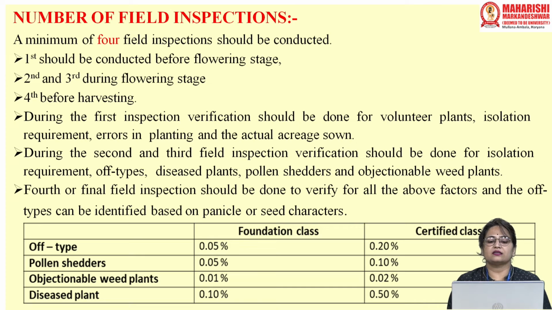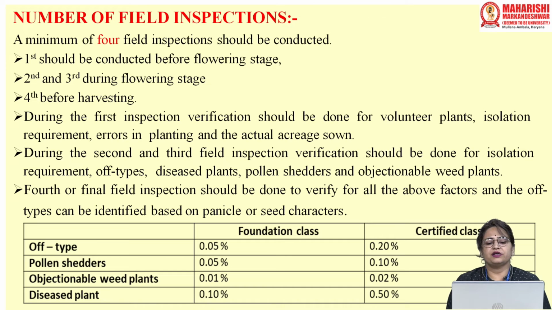Pollen shedders are those plants which shed pollen in different lines. Like if we grow the A line in a field, then B line plants in the A line will be the pollen shedders that create contamination in the A line. So, B line plants in an A line field are the pollen shedders, and the objectionable weed plants are the obnoxious or poisonous weeds in case of the main field.